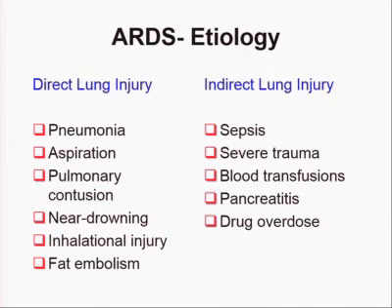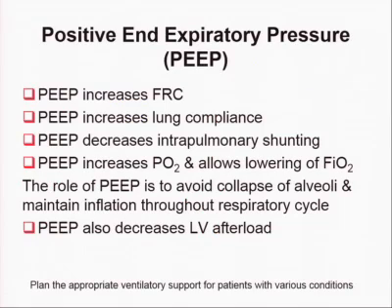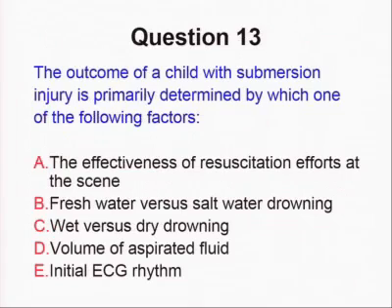They want you to know a little more about the etiology, and here it could be direct lung injury or indirect lung injury. Direct would be pneumonia, aspiration, contusions, near drowning. Indirect could be something like sepsis, trauma, blood transfusions, pancreatitis, drug overdose. What do we do? Use PEEP. How does PEEP help? It improves your functional residual capacity, improves lung compliance, decreases intrapulmonary shunting, and essentially it increases oxygenation and allows you to lower your FiO2. It also helps decrease your LV afterload. So can it be used for cardiogenic edema? Sure. Again, judicious use.